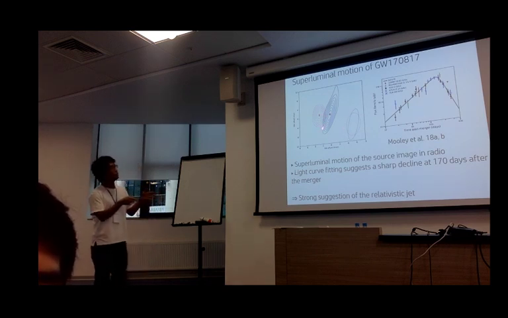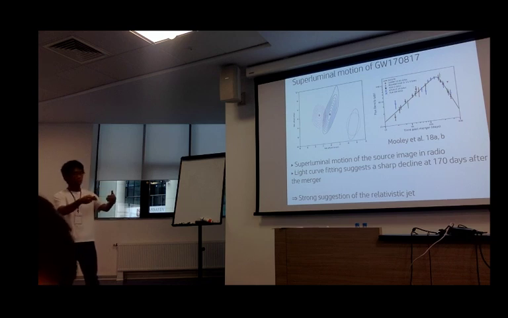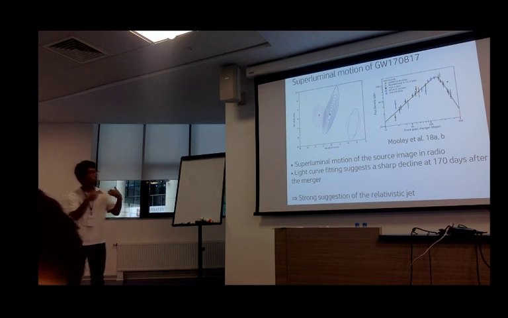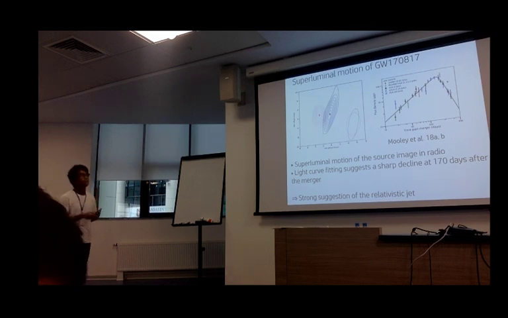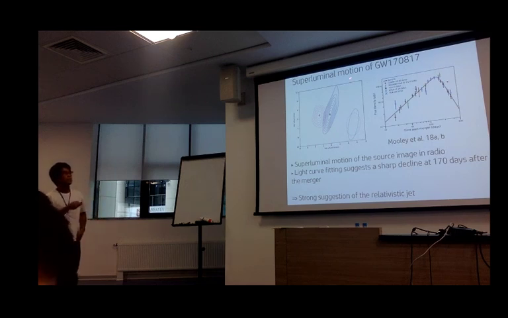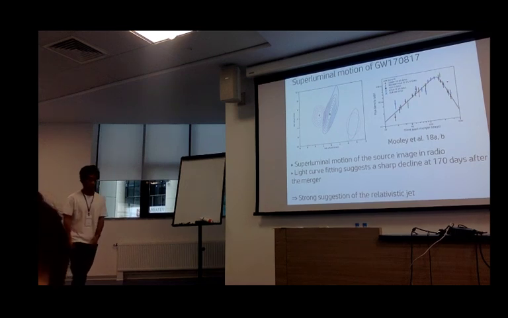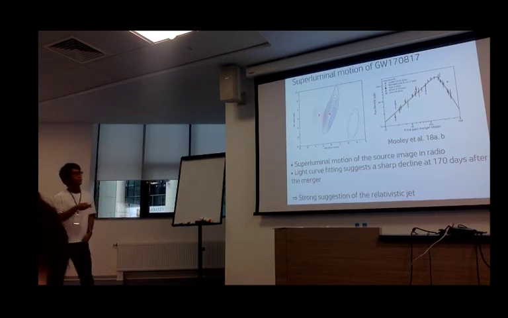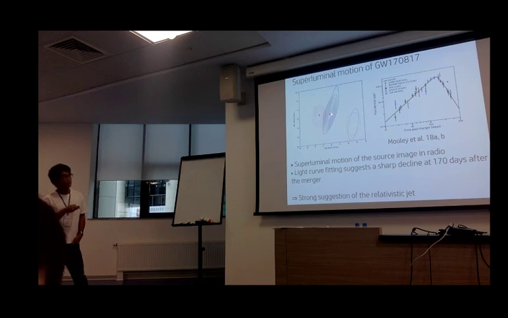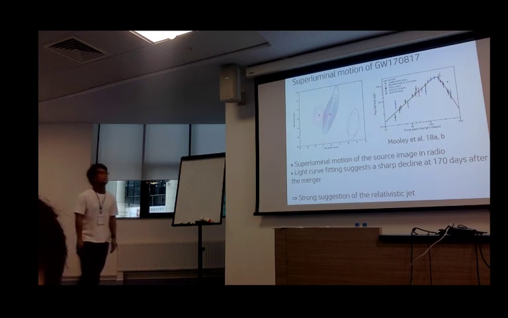If the source moves with almost the speed of light, it causes an apparent velocity which is greater than the speed of light. It doesn't mean a break of causality. It is a superluminal motion of the source image. You can measure the relativistic motion of this source image.